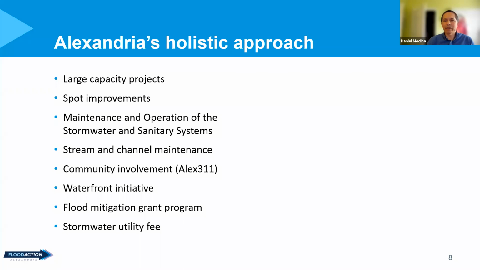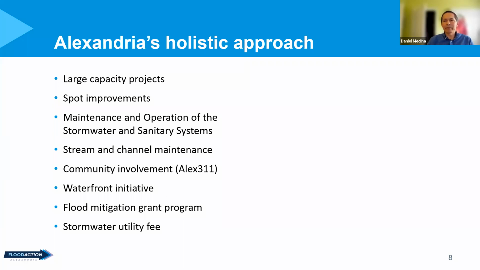First of all, we have large capacity projects, and I'll describe all of these in detail as we go along. But we're tackling big things like the large capacity project, smaller things like the spot improvement. We're emphasizing operation and maintenance of the existing systems. We're maintaining our streams and channels. We are involving the community both through a system that we call Alex 311, where people can report on things that are related to flooding. And also we have an advisory group in the community. There's also the Waterfront Initiative, which attempts to take care of the tidal flooding that I showed you earlier.